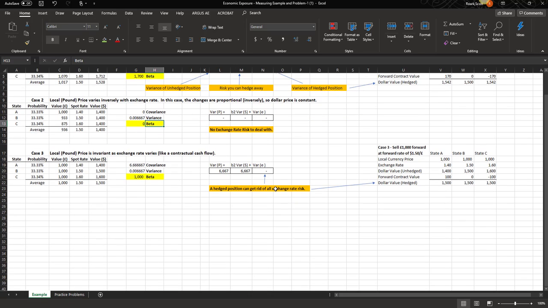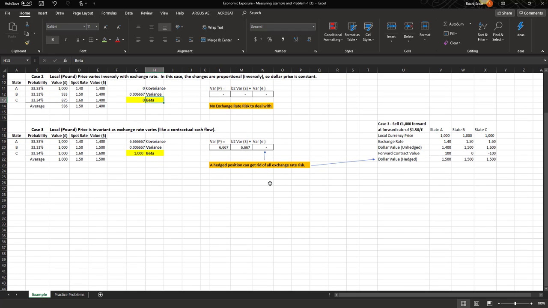Now, a slightly less contrived version is case 3 here. This is where the local price is invariant to the exchange rate, right? There's no relationship whatsoever between them. And so you can see the value of the asset is the same in all states, but the exchange rate is varying depending on which state of the economy you find yourself in. And so because the exchange rate is varying, the value of the asset in dollar terms is also varying.